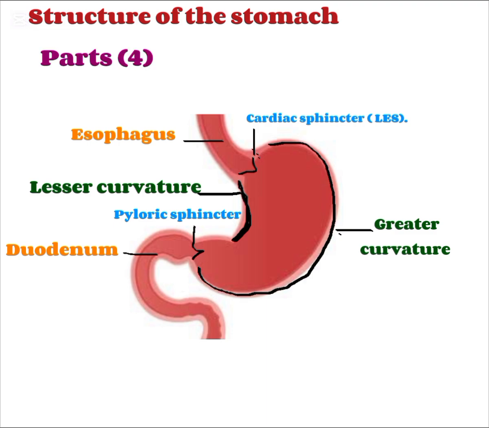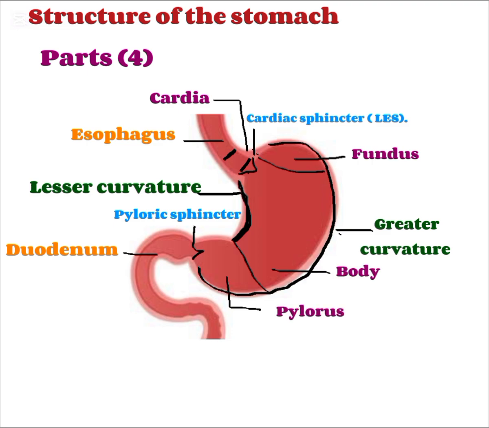Stomach has four main anatomical parts that are cardia, fundus, body, and pylorus. Cardia is the small area surrounding the cardiac orifice where esophagus connects to the stomach. Fundus is the dome-shaped, rounded upper part of the stomach. Body is the main central portion of the stomach between the fundus and the pylorus. Pylorus is the lower portion that connects the stomach to the small intestine.